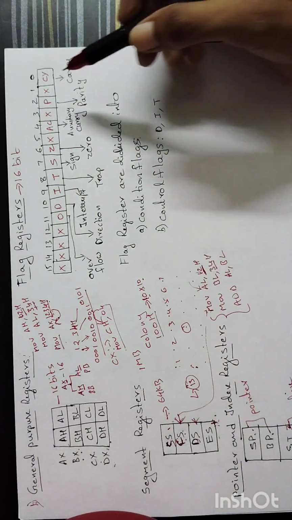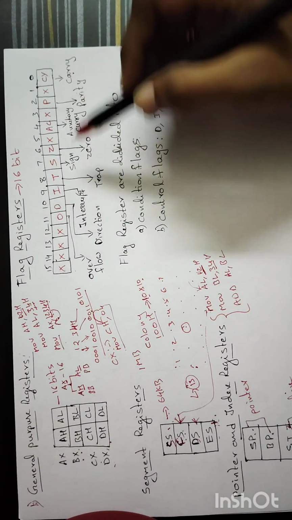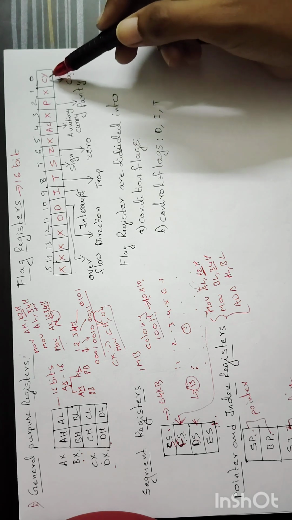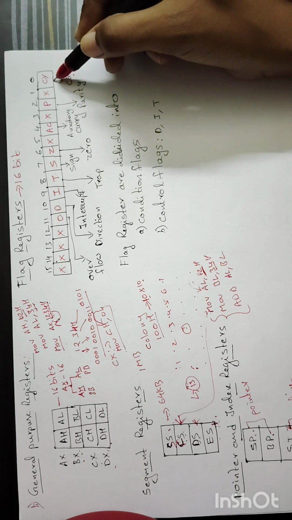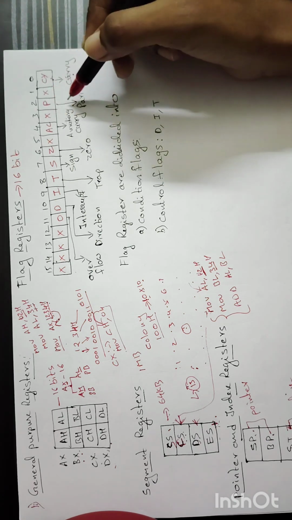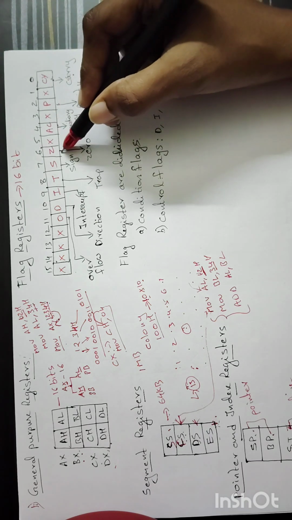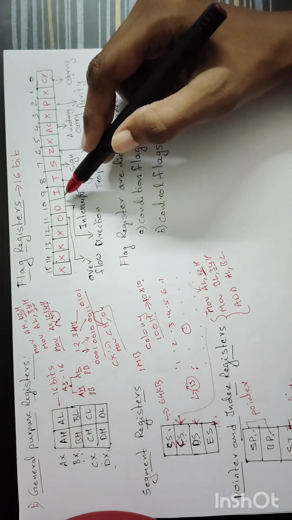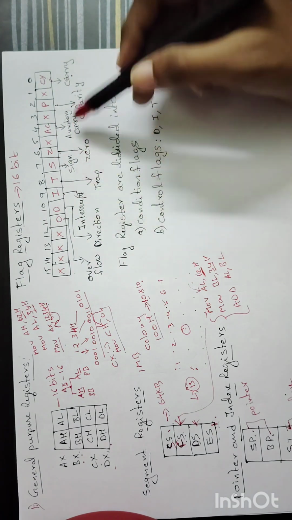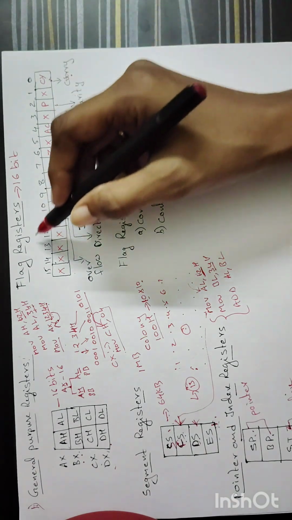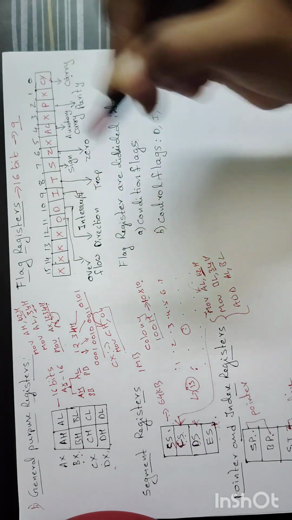Here in the flag register, the first one is the carry flag. These flag registers have fixed numbering and fixed flags. The first flag is carry, the next is parity flag, then auxiliary carry, zero, sign, trap, interrupt, direction and overflow. So the flag register consists of a total of 9 flags.